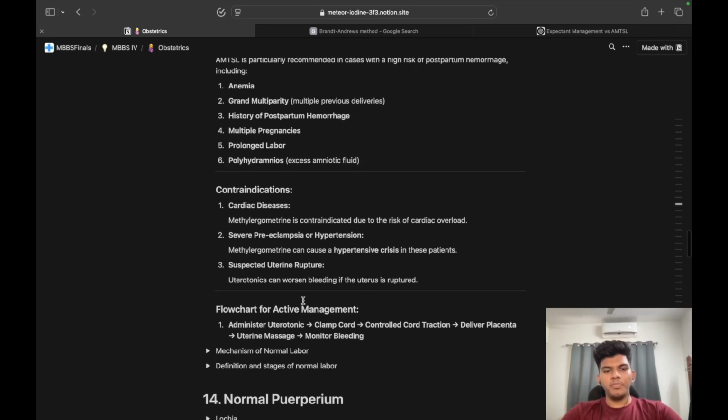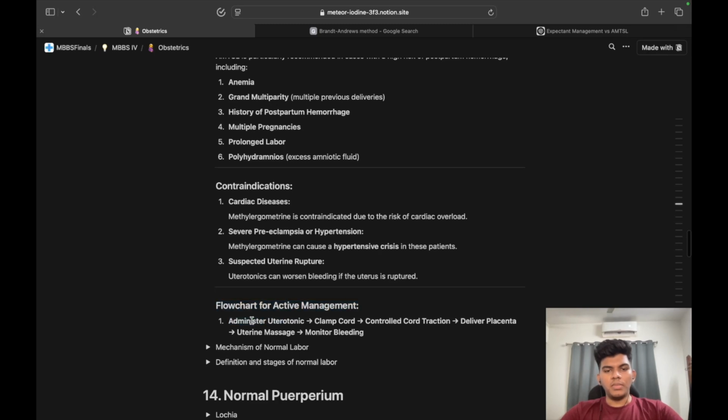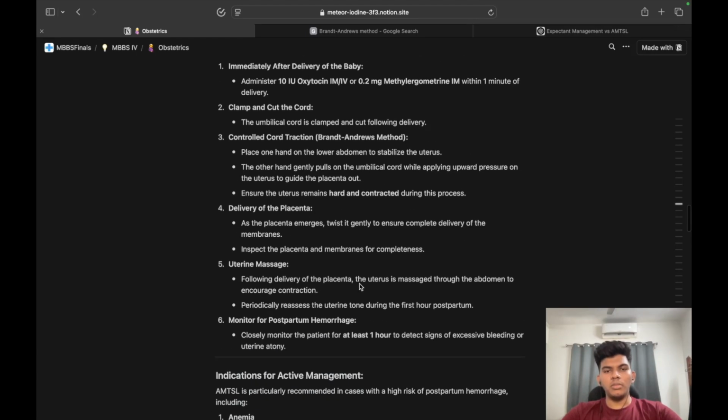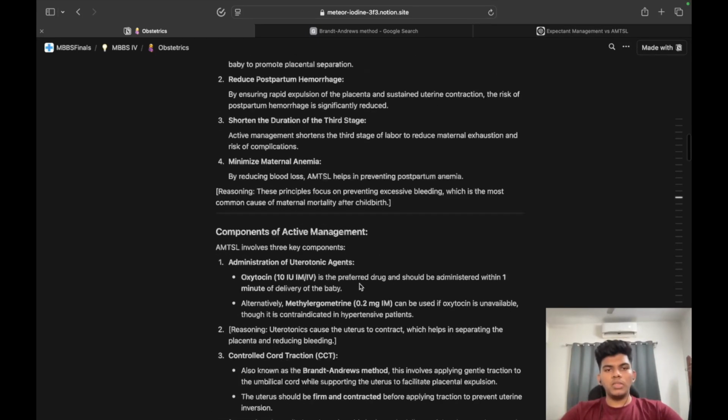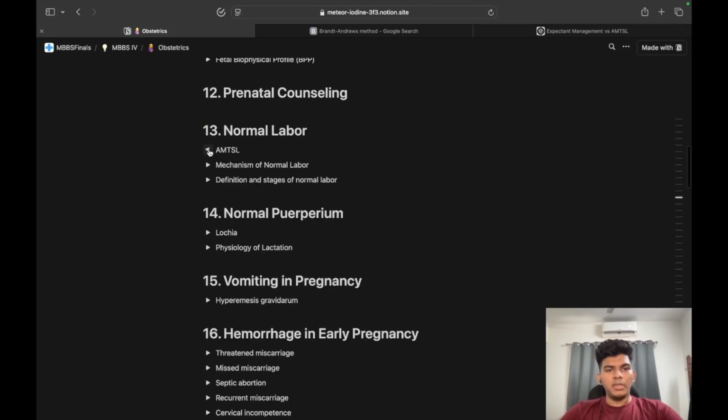Coming back, flowchart. Administer the uterotonic drug, clamp the cord, CCT, deliver the placenta, uterine massage, and monitor bleeding. So with this, we come to the end of AMTSL.